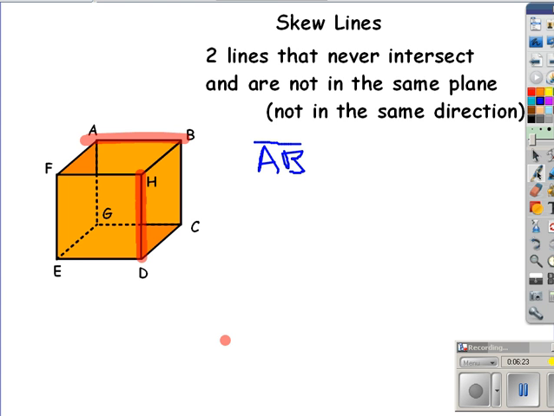And there's no nice symbol for skew. I'm just going to put "and." AB and HD are skew lines. Another one that would work is FE, which is also skew because it's going in a different direction and it will never intersect AB.